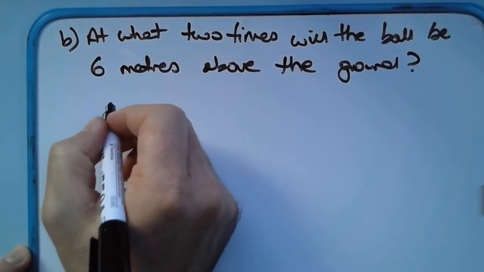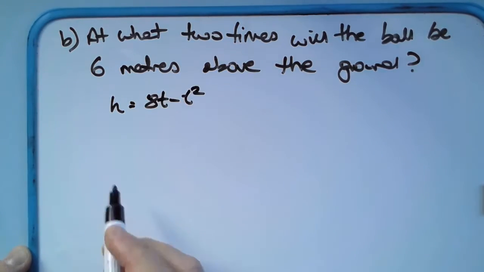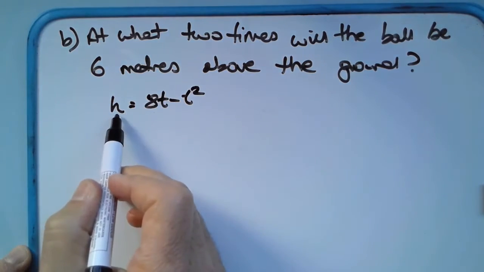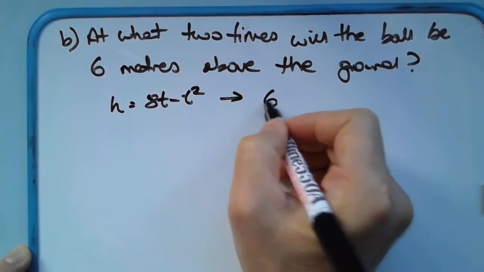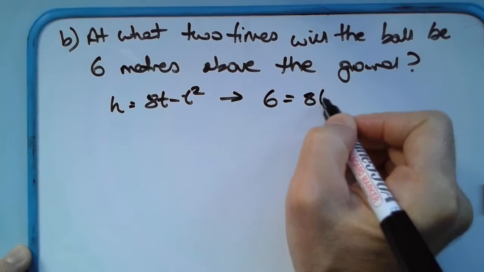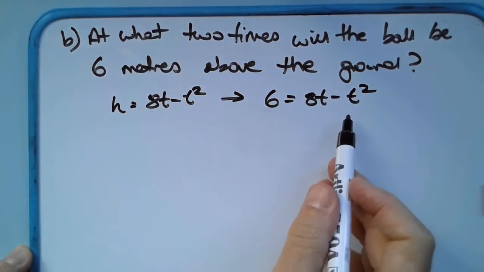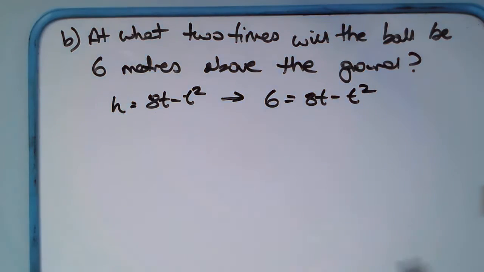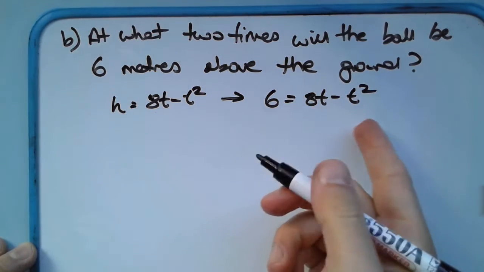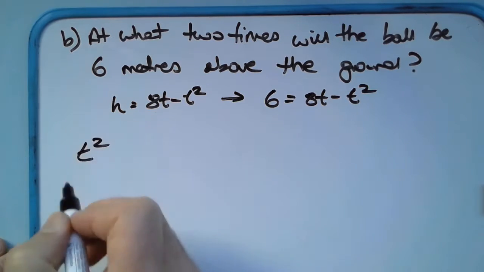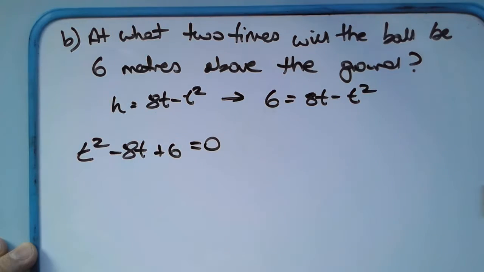Starting with our formula, h is equal to 8t minus t squared, and we want to solve for t when h is 6. Substituting in 6 meters for h, we have 6 is equal to 8t minus t squared. This is a monic quadratic. Let's rearrange it to make it look somewhat familiar. We'll move the negative t squared and the positive 8t over to the other side, so we have t squared minus 8t plus 6 is equal to 0.